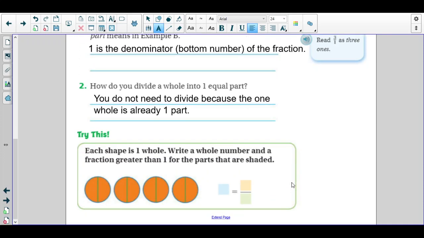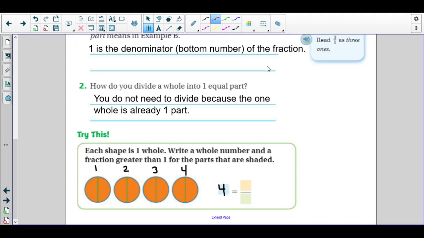Never mind the bell. As we continue on, we're going to try this. Each shape is one whole. Write a whole number and a fraction greater than 1 for the parts that are shaded. Well, we kind of touched on that in the example up here. So how many of these do we have? We have 1, 2, 3, and 4. So that's what we're going to put right there.